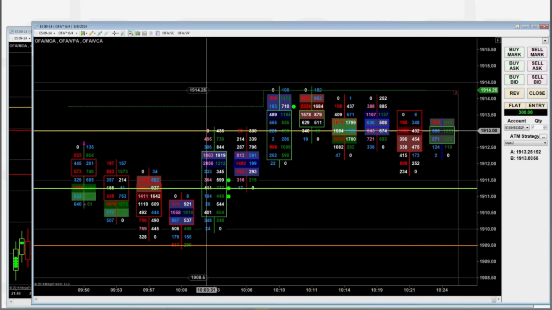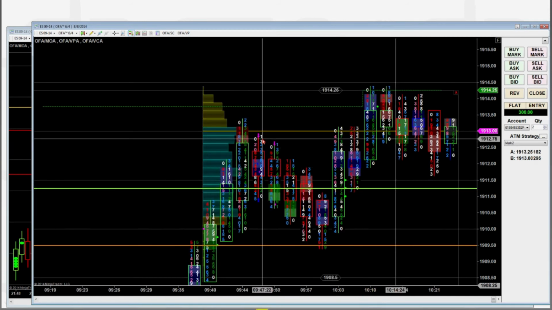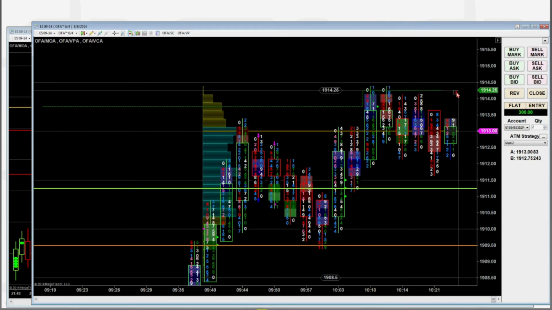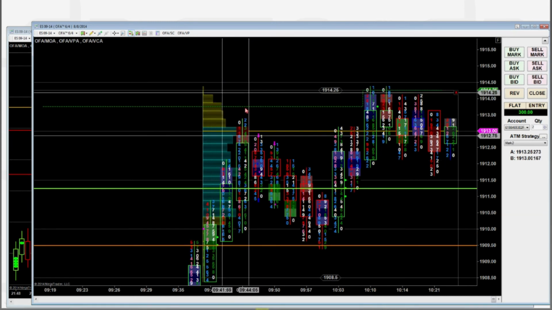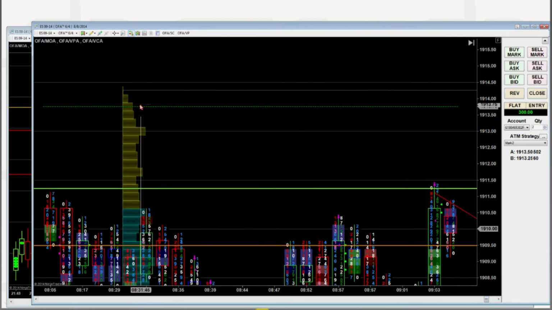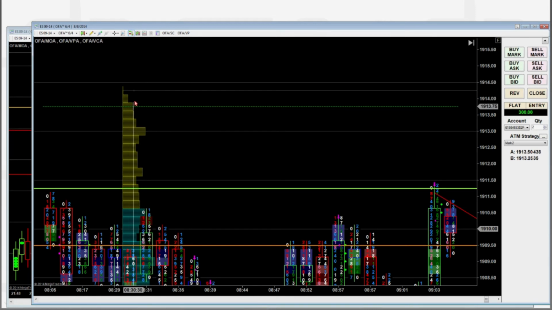So VPOC just shifted up here to 1913 from that time we drew that last profile. Right, so from the time we drew this profile, look, we got a really nice distribution up here. This is showing really good acceptance. When I go back to the original profile, still a little thin, but you can see 1913, we're getting some acceptance. Right now it's finished to the upside.